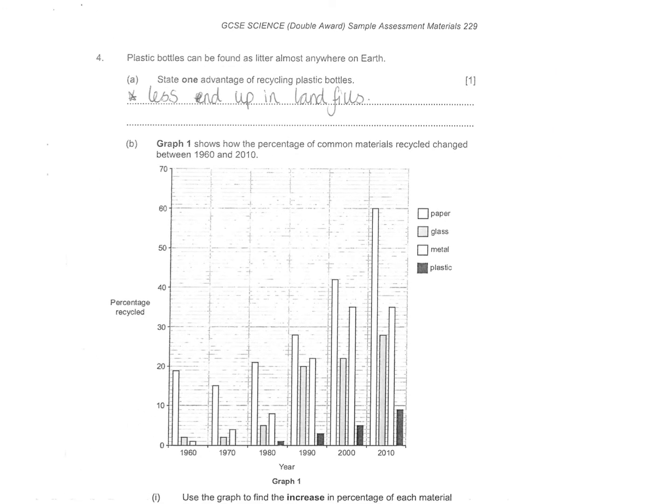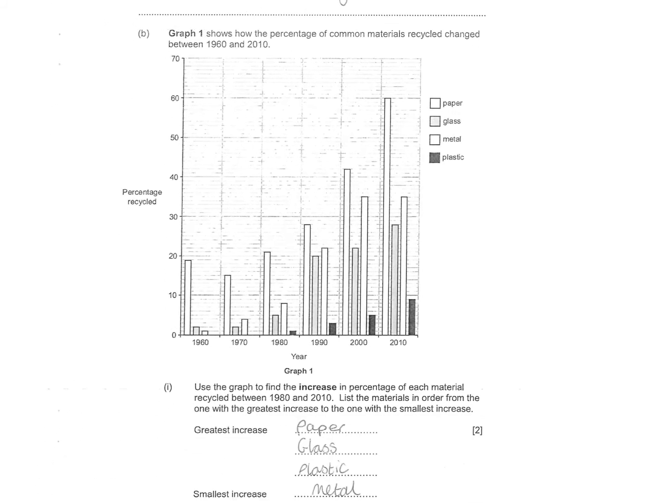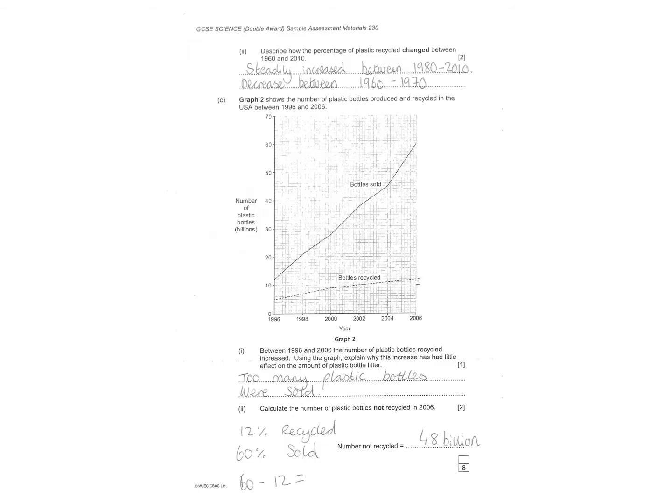One advantage of recycling plastic bottles: less end up in landfills. Then there was quite a complicated graph here which didn't photocopy very well, but just look for the row it was in. Greatest increase there. Then it says, describe how the percentage of recycled changed between 1960 and 2010. Steadily increased between 1980 and 2010. There was a decrease between 1960 and 1940.